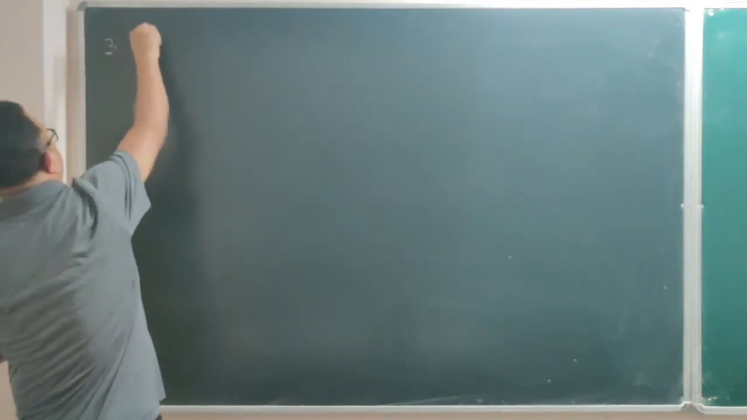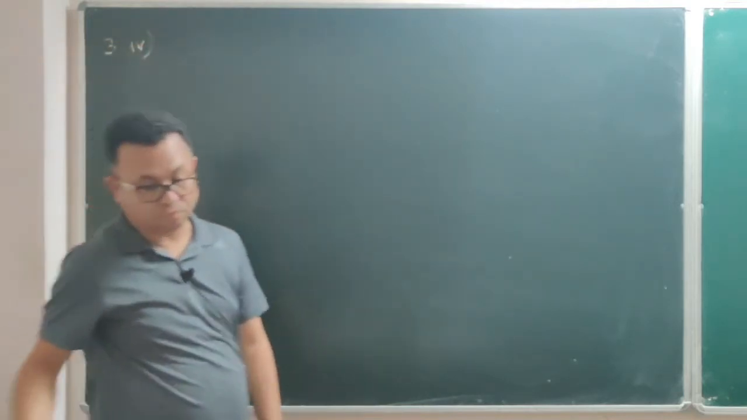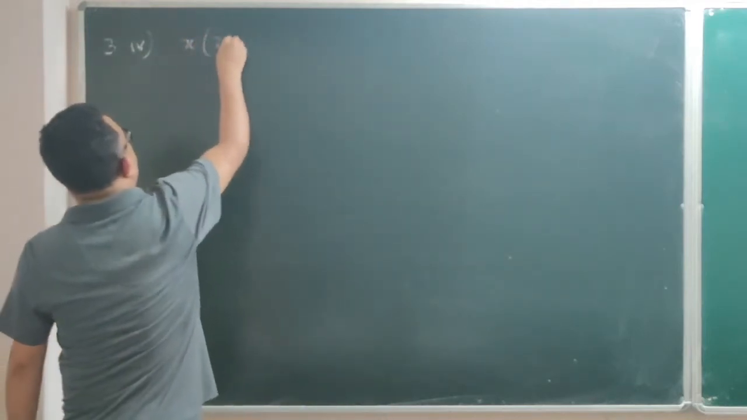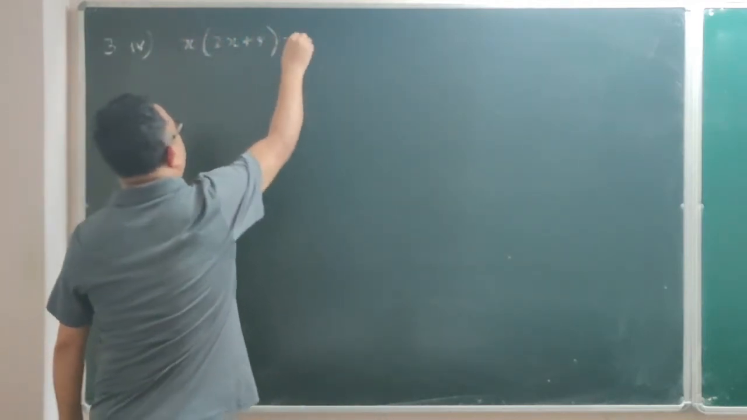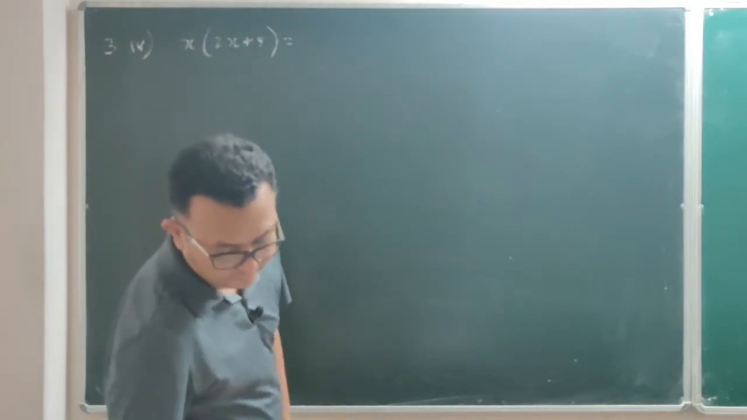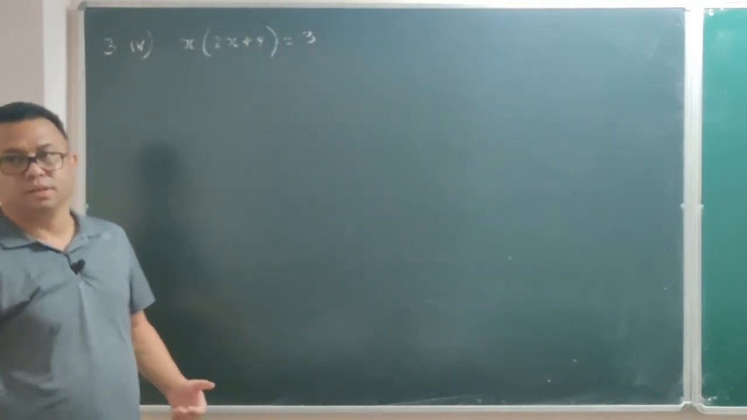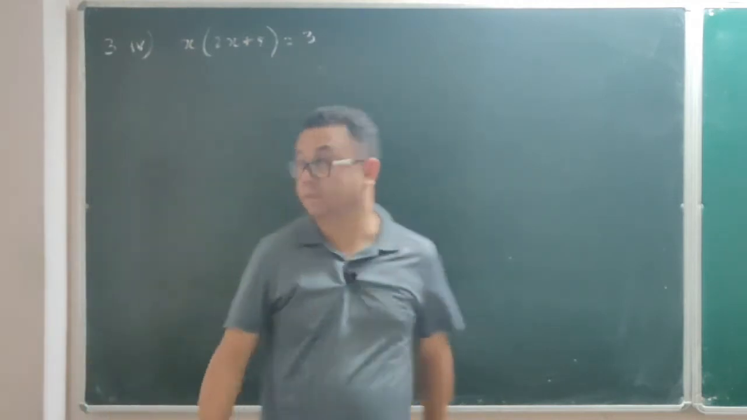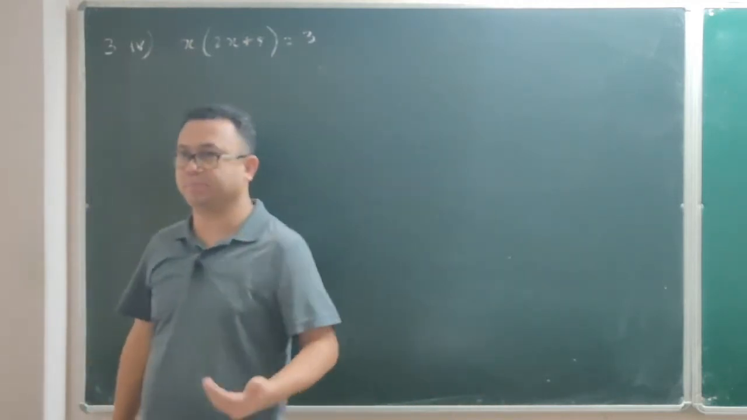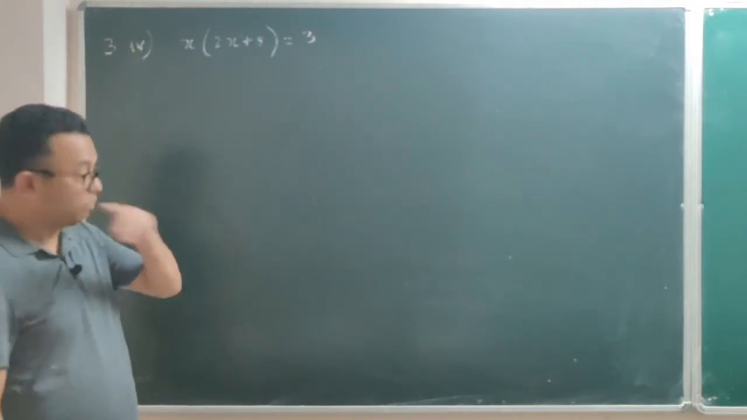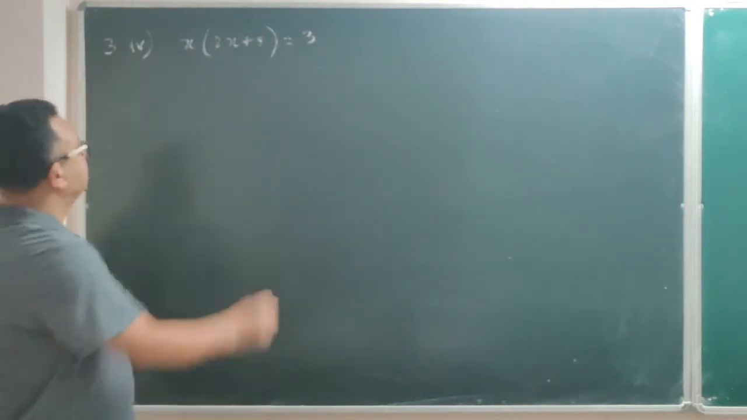if I am taking question number 4. So that is 3, 4. It is x into 2x plus 5 is equal to 3. Now you can see it is not arranged in the form of ax square plus bx plus c. First thing is that you have to arrange, but before you do the arrangement, first you have to open the bracket. I am opening the bracket.